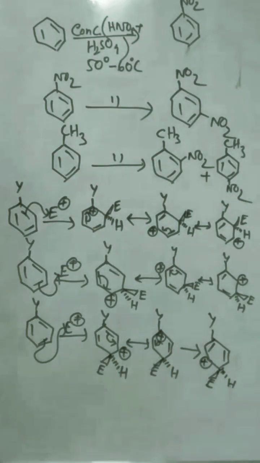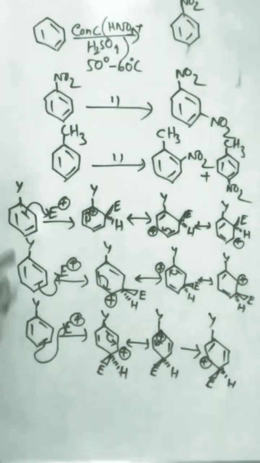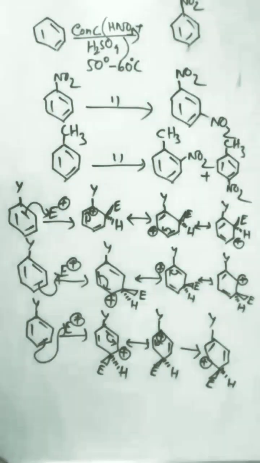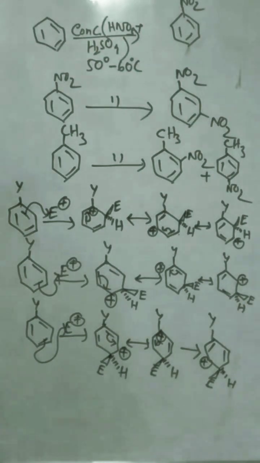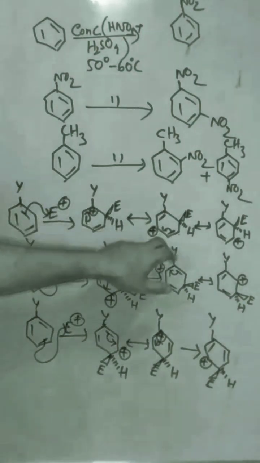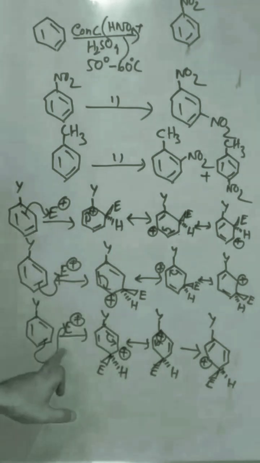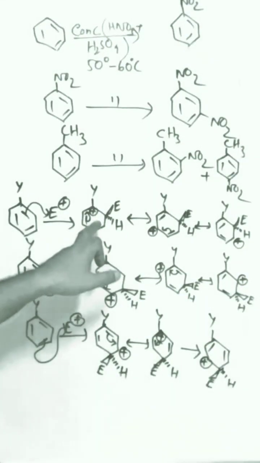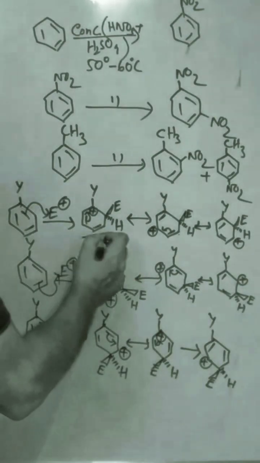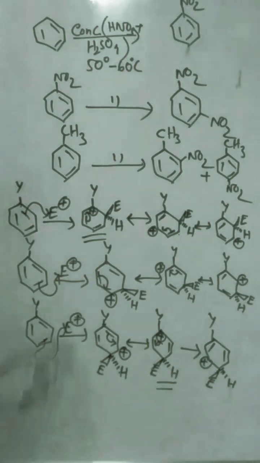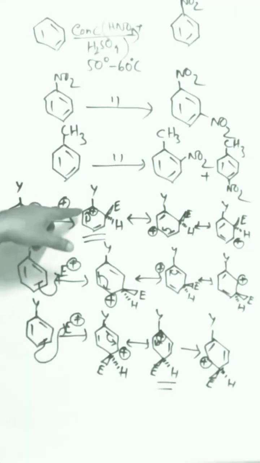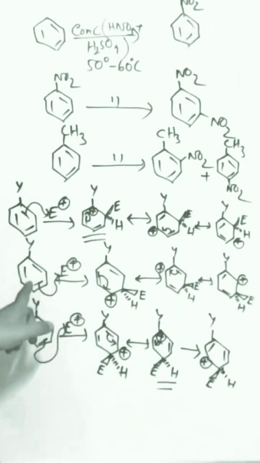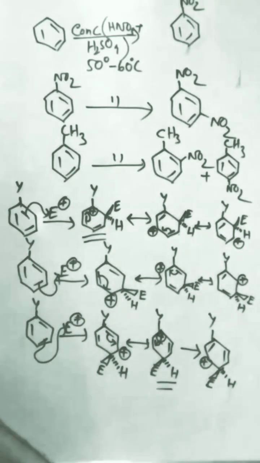Now let us consider the stability of the resonating structures formed when the electrophile comes in ortho, meta, or para positions. Let's see the resonating structures in ortho and para positions. If the electrophile comes in ortho or para position, then there is a resonating structure in both cases where the positive charge lies on that particular carbon which is bearing the substituent. Okay, in meta position no such resonating structure is present.